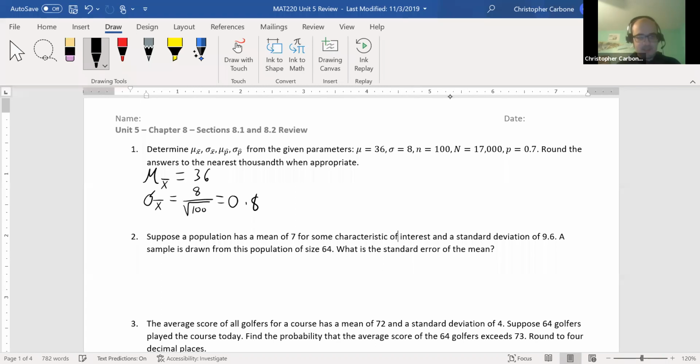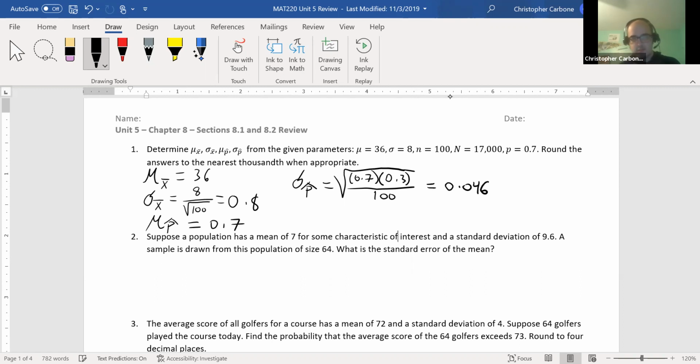Then the mean of the sampling distribution of the sample proportion, this should just be the population proportion, which is 0.7. And then the standard deviation of the sampling distribution of the sample proportion is the square root of 0.7 times 1 minus 0.7, or 0.3, divided by 100. This gives us about 0.046 in this case.